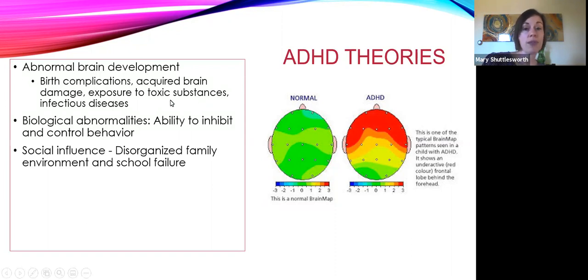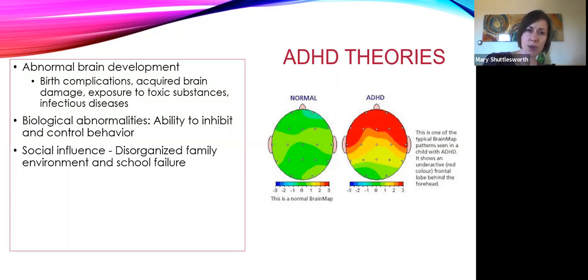So we do know that there is something connected to the way that the brain develops. So abnormal brain development, which can be the result of birth issues, complications during birthing, or exposure to other potential toxins or teratogens in the environment. We also know that this seems to run in families. So that tells us that there is likely some degree of genetic component involved here as well.